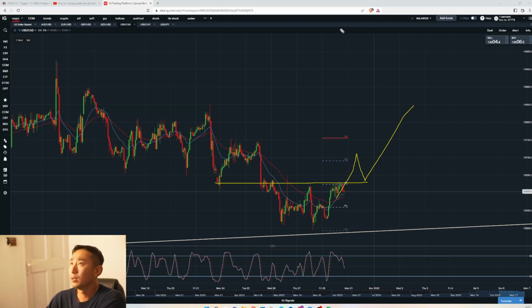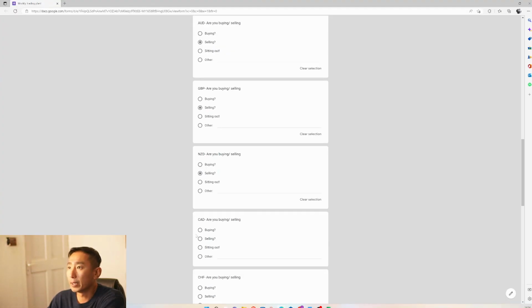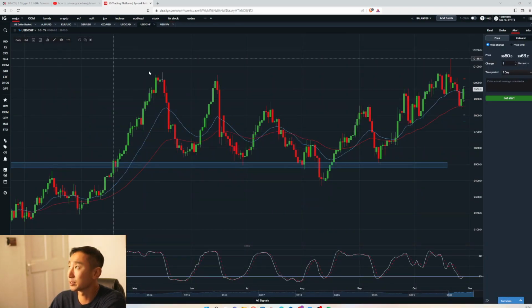Okay, so CAD, I want to sell, but I need to see it break above this 136.50 first. All right, and then we'll put it on the list again. We will be selling the Canadian, and then we'll go on to the dollar Swiss.